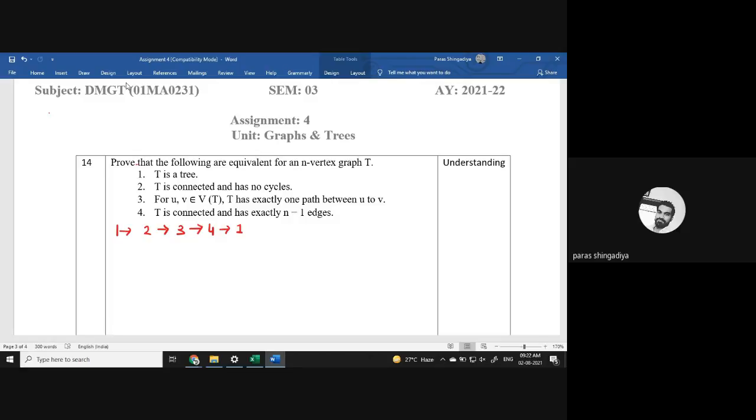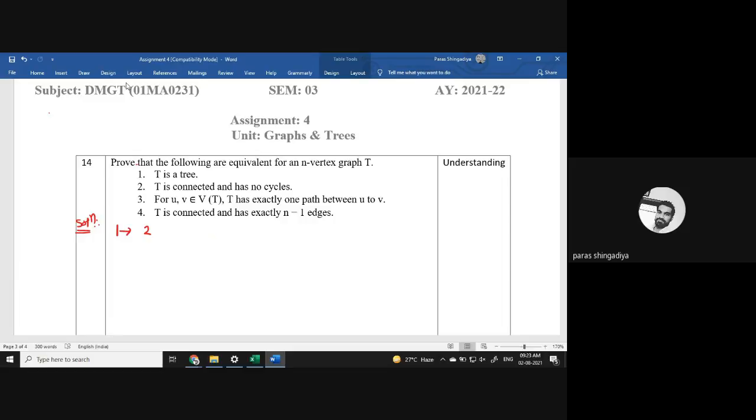Clear? So let's start with 1 to 2. We'll prove 1 to 2. So what is the meaning of 1 to 2? T is a tree. That is our supposition. Then you have to prove that T is connected and has no cycle. So it is the definition of a tree. What is the definition of a tree? If any graph is connected and has no cycle, then we can say it is a tree.